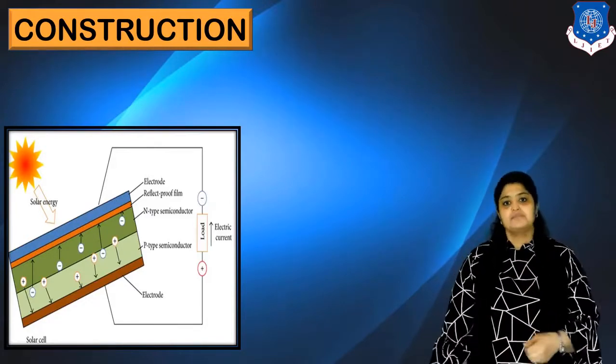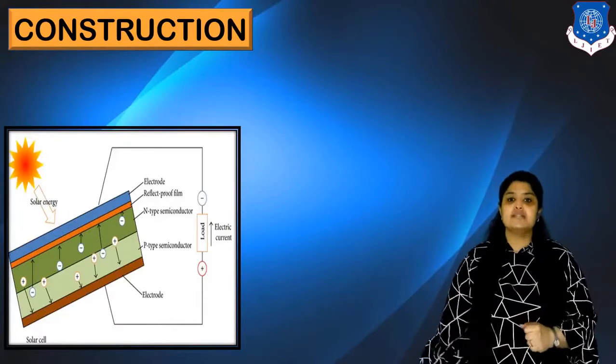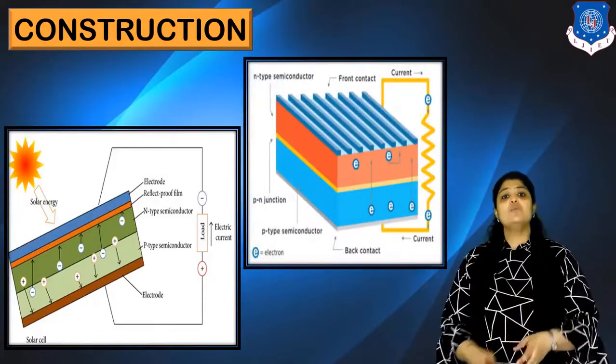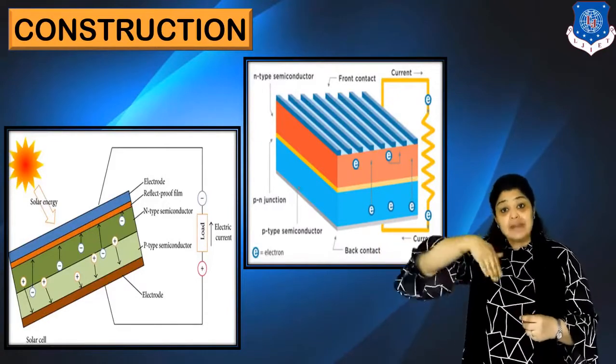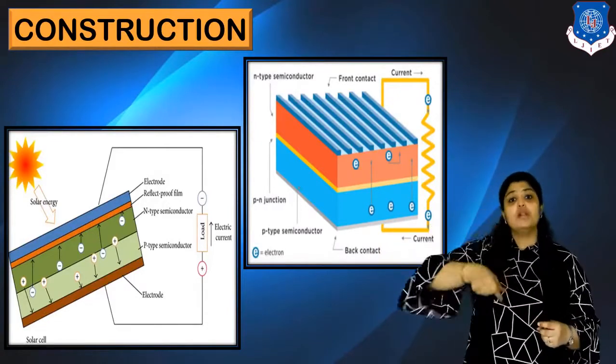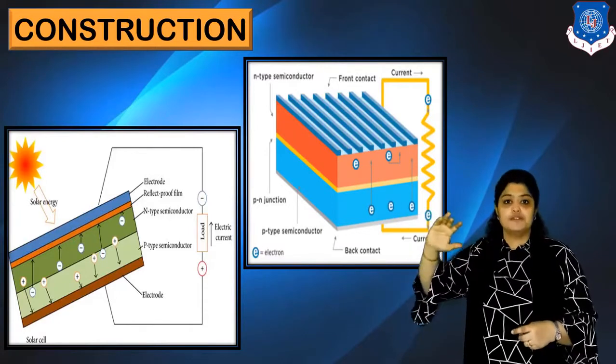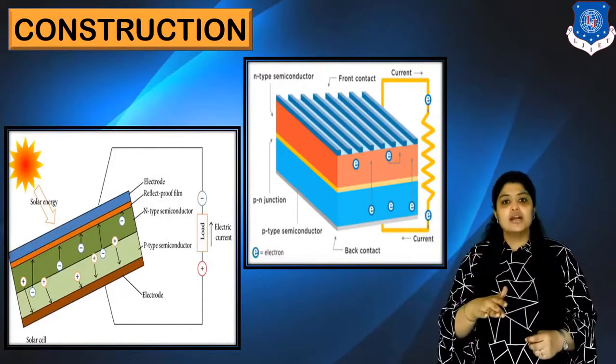Now in this case, p-type and n-type, both of them are semiconductors. So exactly what is done in the construction, there is a layer of metals in the form of small bars that is made on the top surface. The entire layer is not covered with the metal.